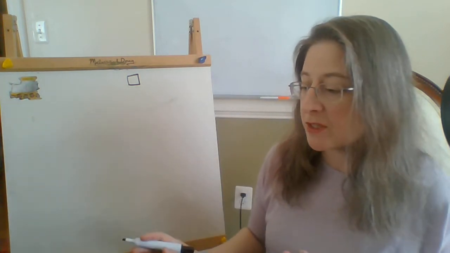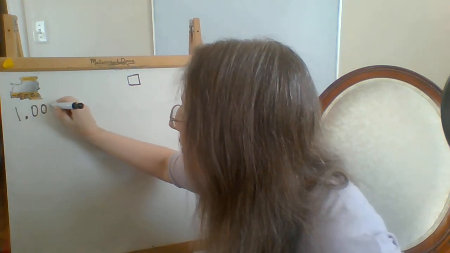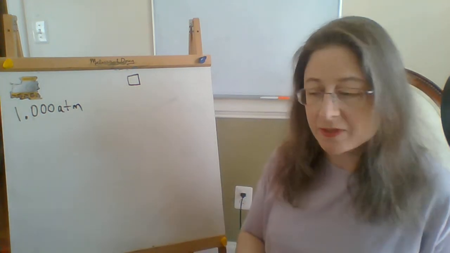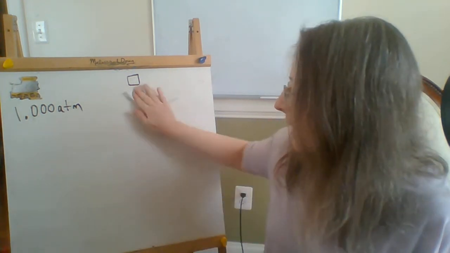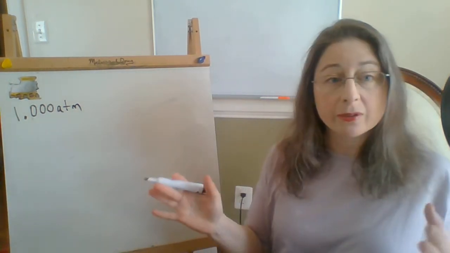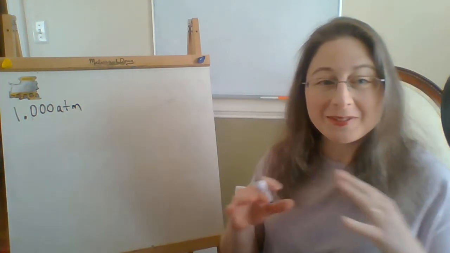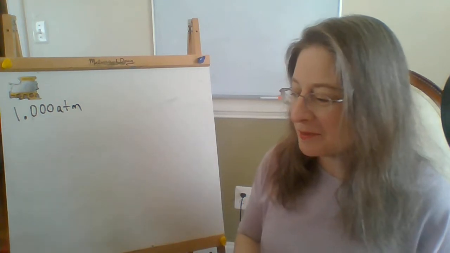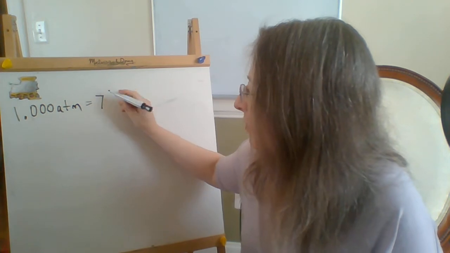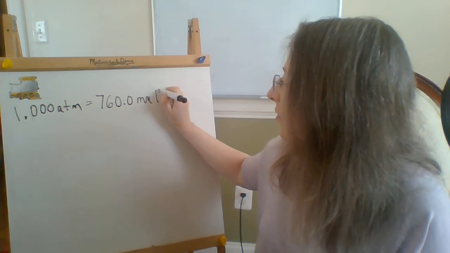So in chemistry, 1 atmosphere is a common way to measure pressure. 1 atmosphere, right? So that's like the average pressure exerted by the atmosphere here on Earth. And 1 atmosphere can be translated into a whole bunch of other pressure units, including, we could say 1 atmosphere is 760 millimeters of mercury.